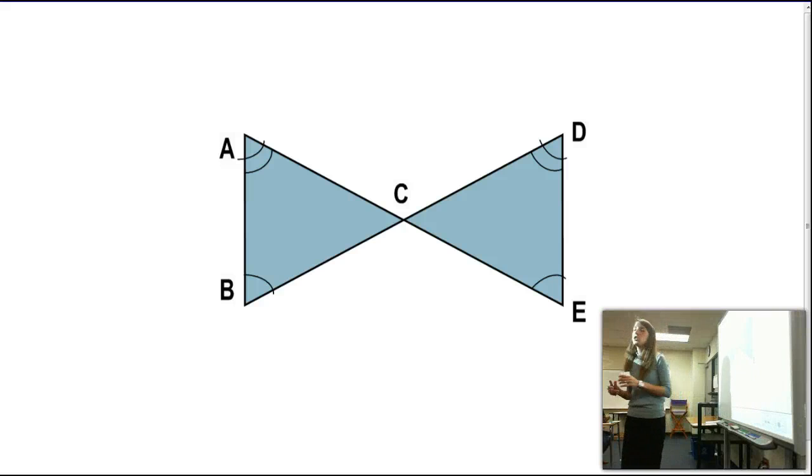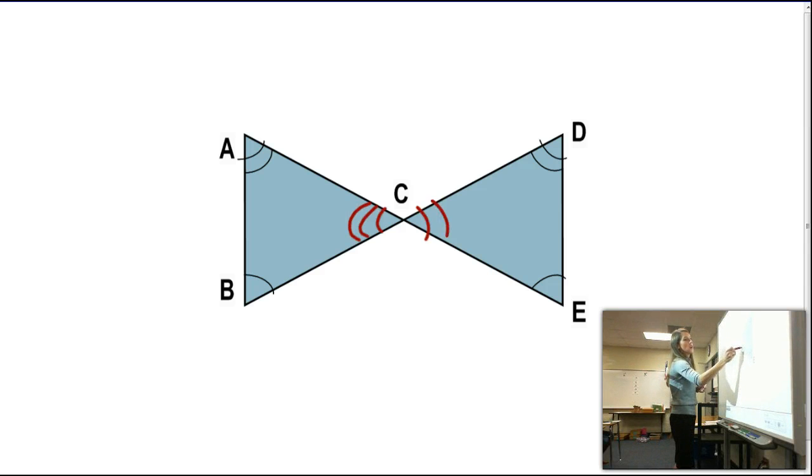Philip, what can I add to my picture? Tick marks where? On the sides? You see a shared side? No, no shared side. What do you see? Vertical angle. Ah, Kendall. Vertical angles. Guys, there's only 2 times you can add something to your picture: shared side and vertical angles.